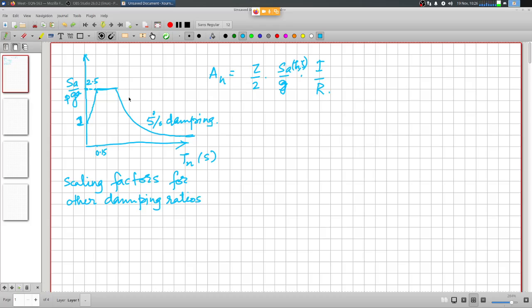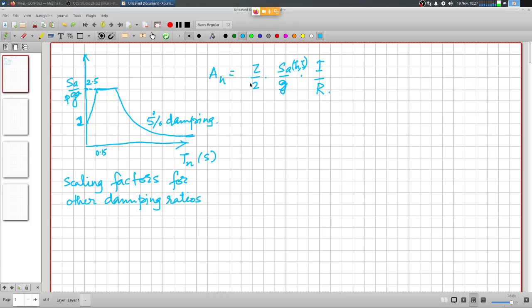So for example, to find out the response spectrum or design spectrum ordinate of a particular natural period for 1% damping, what you will do is first find out the spectrum value for 5% damping, and then pick up the suitable scaling factor corresponding to 1% damping from the table, and then scale it up accordingly. So for 1% damping, it will be scaling up. For 10% damping, it will be scaling down, right? So the scaling factors appropriately take care of that.